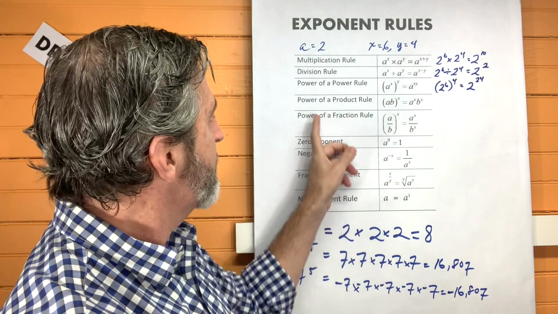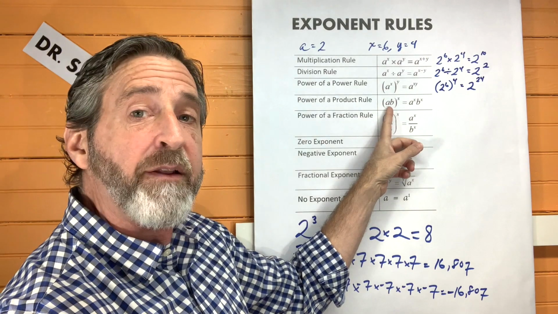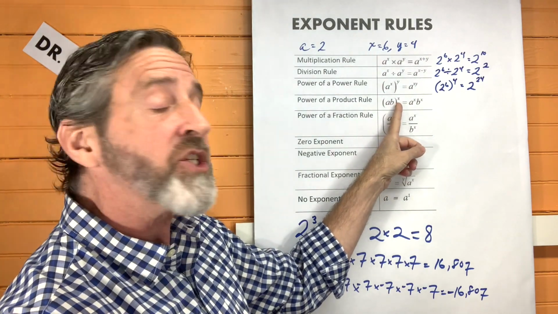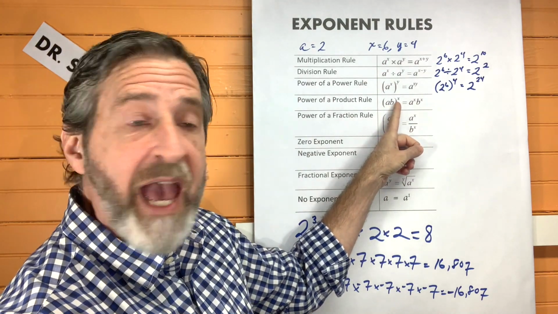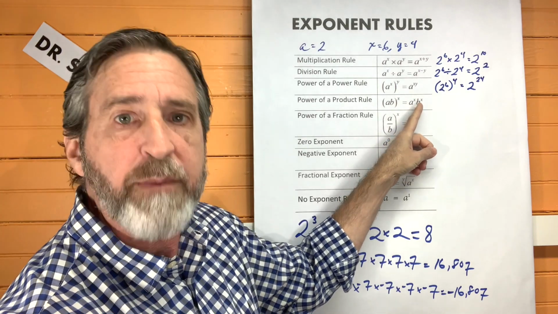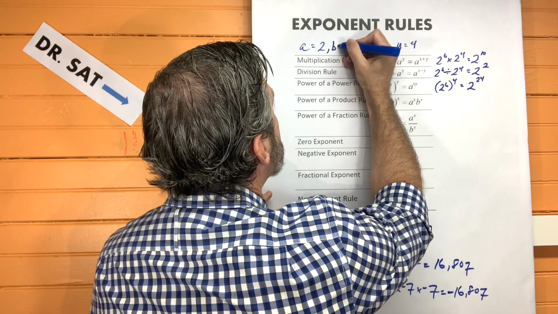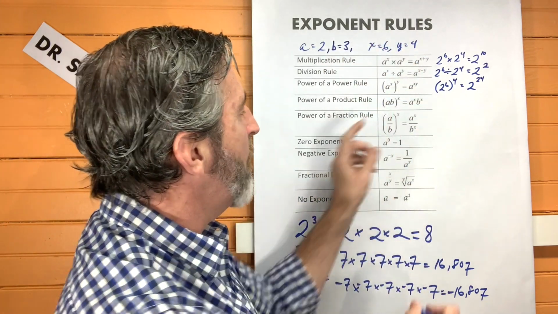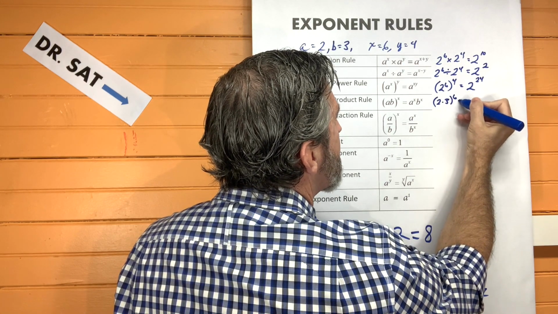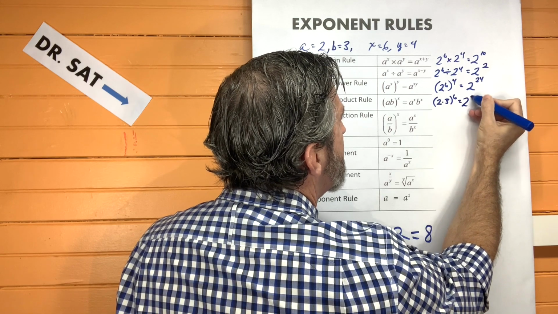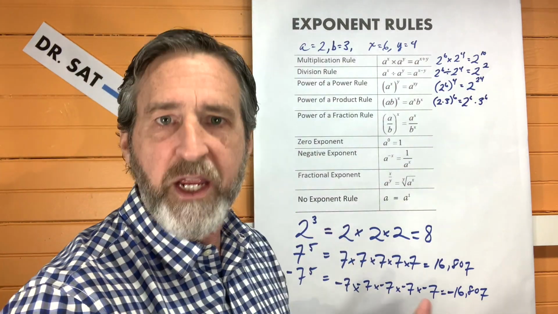Moving on down the chart. Power of a product rule says that any two bases multiplied together and that product raised to a power, you can distribute the exponent to the two bases. So A times B, both raised to the x, is the same as A to the x times B to the x. Numbers. Here we're going to need a B. Let's make B 3. All right, so here we have parentheses. 2 times 3, all raised to the 6th, is the same as 2 to the 6th times 3 to the 6th. All right, and then you'd have to figure that out.